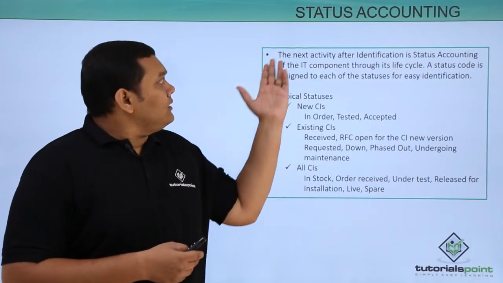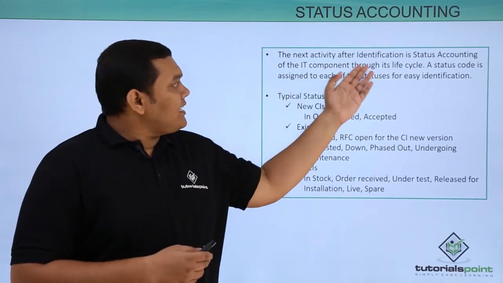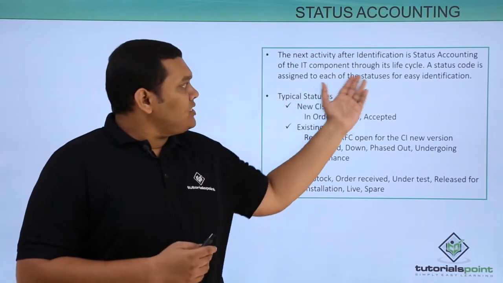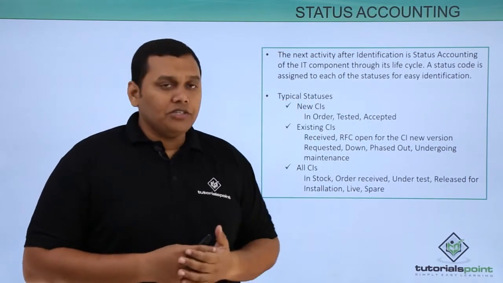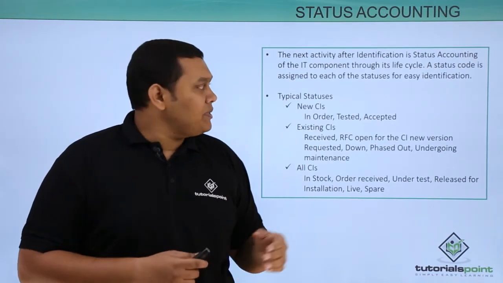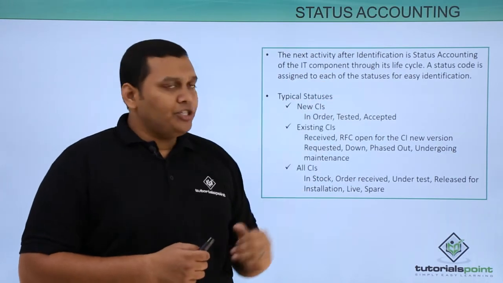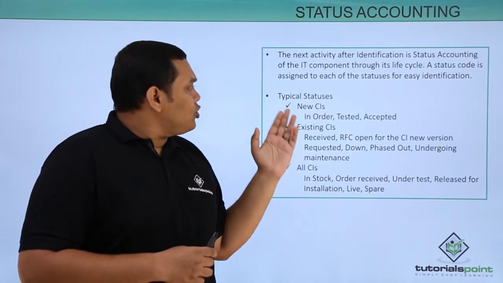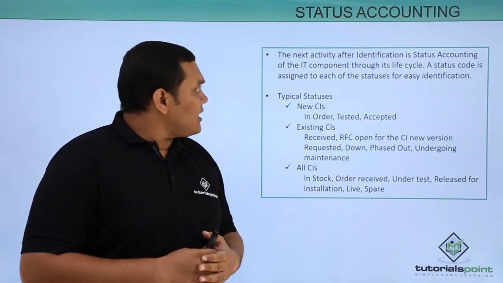So, coming to the third activity, which is status accounting. The next activity after identification is status accounting of the IT components through its life cycle. A status code is assigned to each of the statuses for easy identification. That means for easy identification, a separate status code is assigned to each of the statuses in the status accounting activity. So, what are the typical statuses assigned in the status accounting?